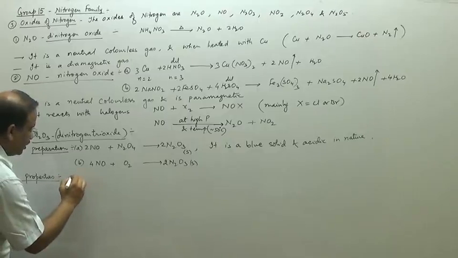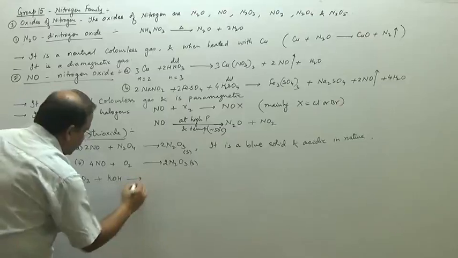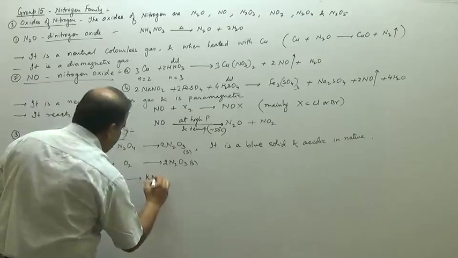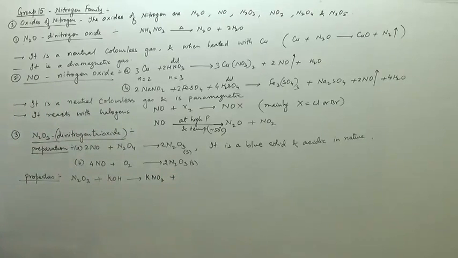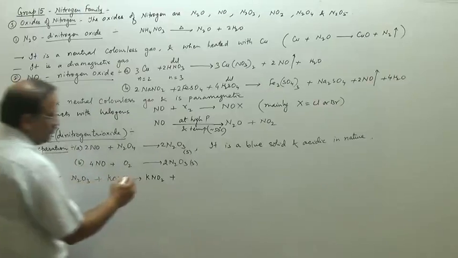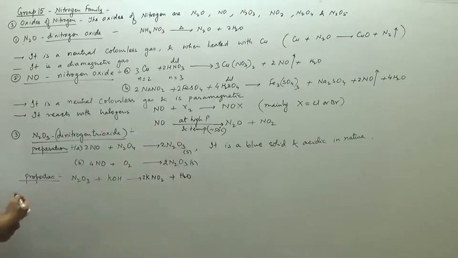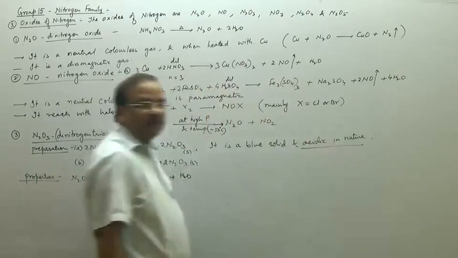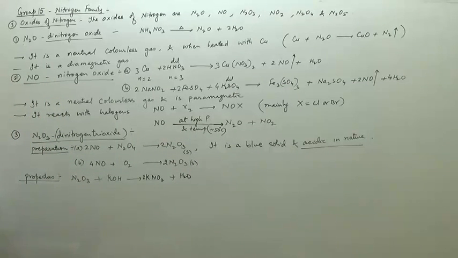N2O3 reacts with KOH to form KNO2 plus H2O in the reaction. So it reacts with the base because it is acidic in nature. If it is acidic in nature, its reaction will be with the base.